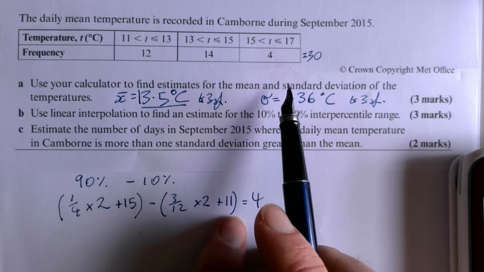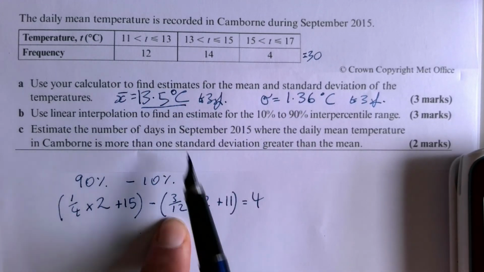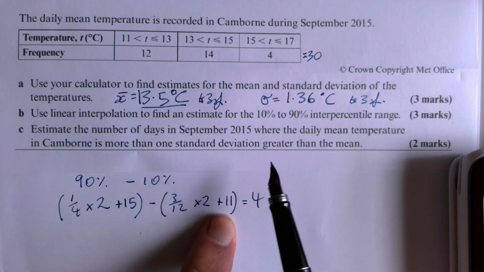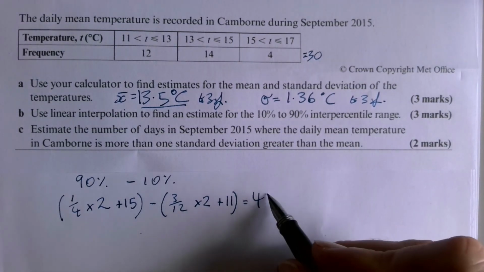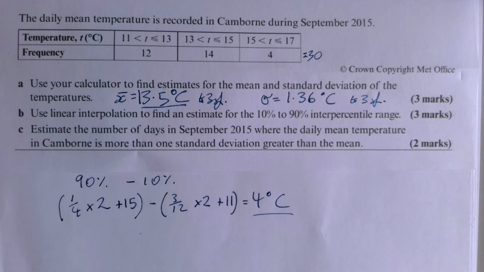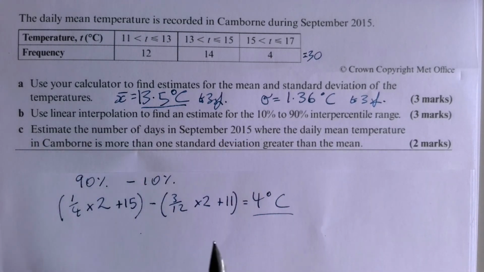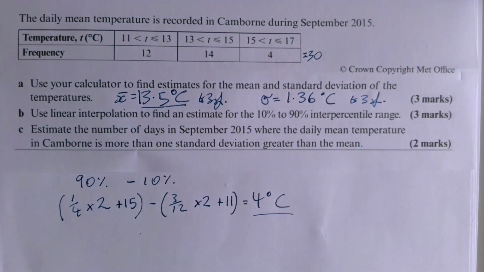And then we're going to be taking away the 10th percentile. 10% is 3, so it's going to be the third one out of those 12. So 3/12 times the group width is 2, added to the smallest possible value being 11, and that gives you 4, and that's still 4 degrees Celsius. So what it's saying is the middle 80% of the days, so 4 days out of every 5, should be lying within a 4 degree variance, whereas it lies between 6 over the whole of the month.